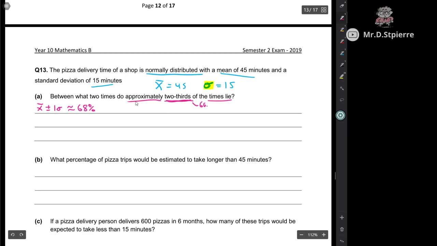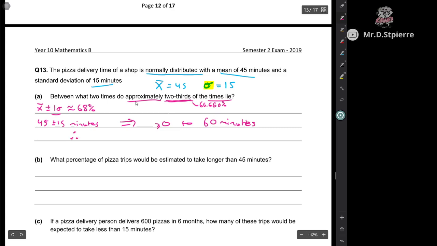Now 68% is pretty darn close to 2/3. 2/3 is 66.666%, on and on and on. 68, well, that's pretty darn close. So we need to find between two times that are 1 standard deviation. So that's going to be 45 plus or minus 15 minutes, which follows on that is 30 to 60 minutes. Okay.